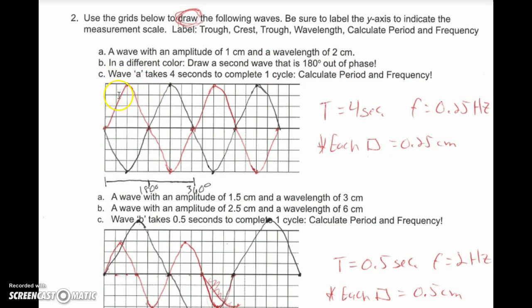Wave A takes 4 seconds to complete 1 cycle. What is its period? Well, if it takes 4 seconds to complete 1 cycle, its period is 4 seconds. And the frequency is going to be 1 over 4, which is 0.25 hertz.